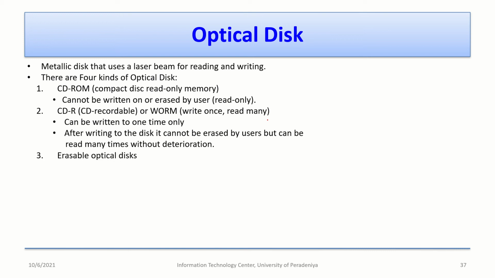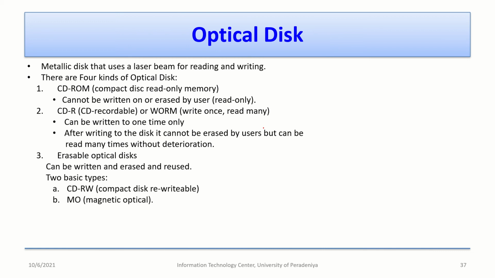Then there is the erasable optical disc, which can be written, erased and reused. We call it a reusable disc. The two basic types are CD-RW, or compact disc rewritable, and magneto-optical.